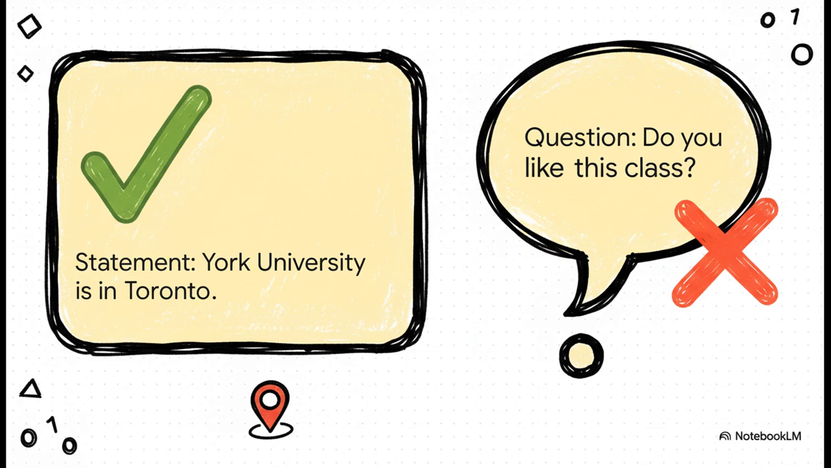And here's why. Propositional logic only works with declarative statements. Statements that you can look at and say, yep, that's true, or nope, that's false. A question can't be true or false, right? So it's not a proposition. And that one simple idea is the key to everything we're about to cover.